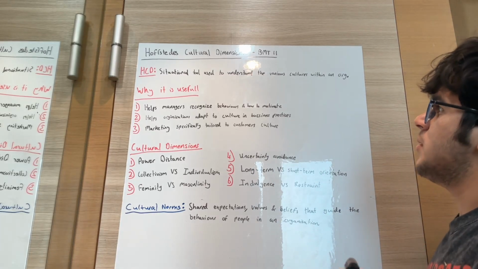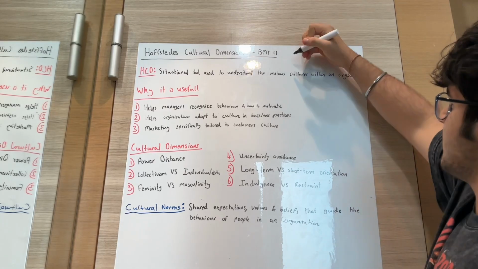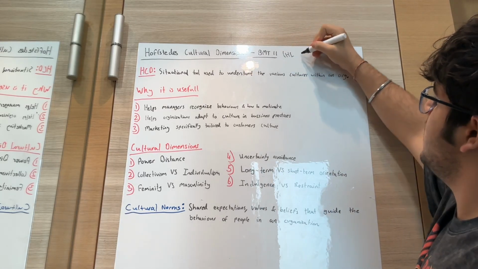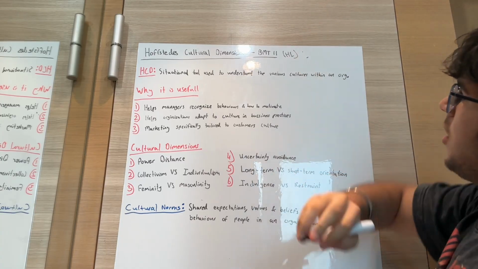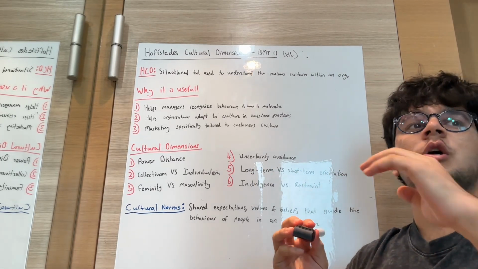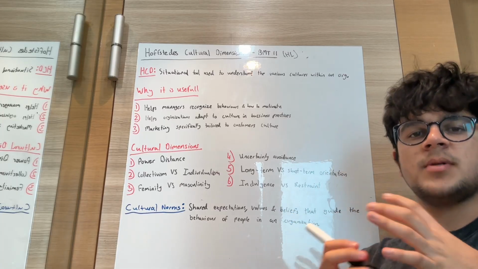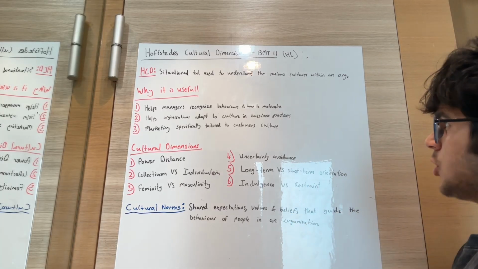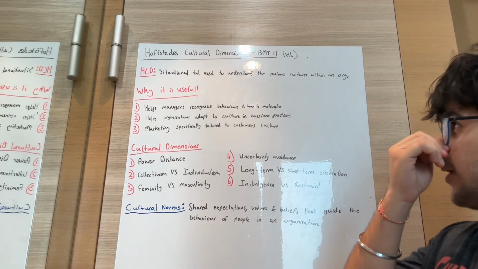Okay, so today we're going to talk about BMT 11. Now, this is HL only, okay? It is Hofstede's cultural dimensions, okay? This links to topic 2.5 of organizational culture, which is once again HL only. So, what is Hofstede's cultural dimensions, okay?